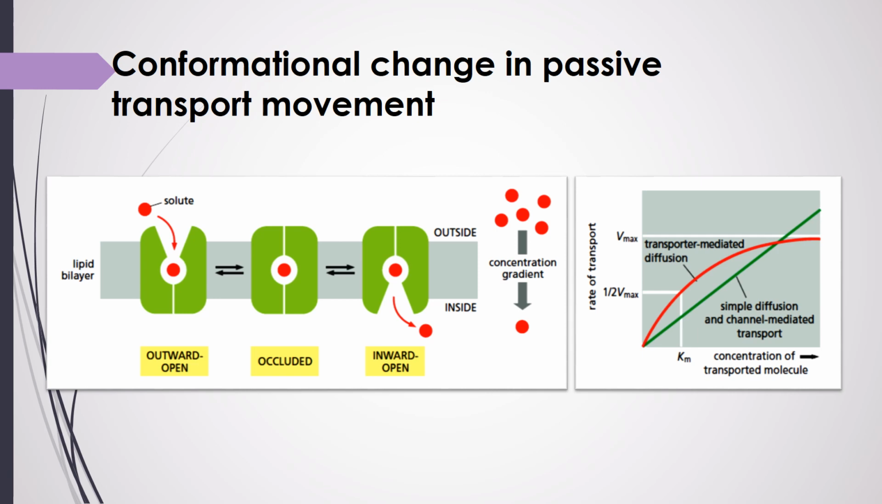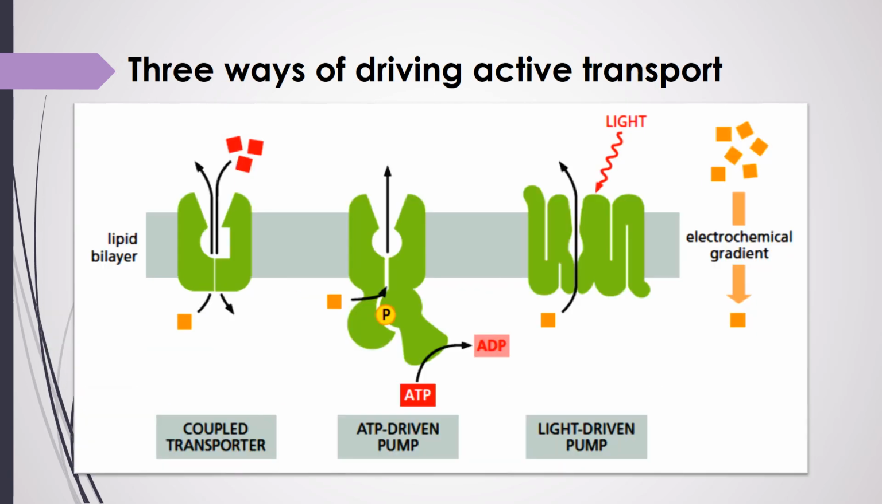As with enzymes, the binding of solute can be blocked by either a competitive inhibitor or a non-competitive inhibitor. As we will discuss shortly, pumping a solute uphill against the electrochemical gradient requires only a relatively minor modification of the model shown here. Cells carry out such active transport in three main ways: coupled transporters, ATP-driven pumps, and light or redox-driven pumps. These are the three ways.